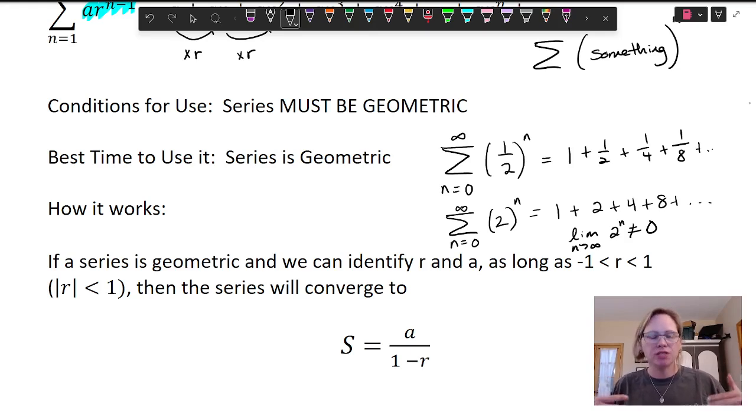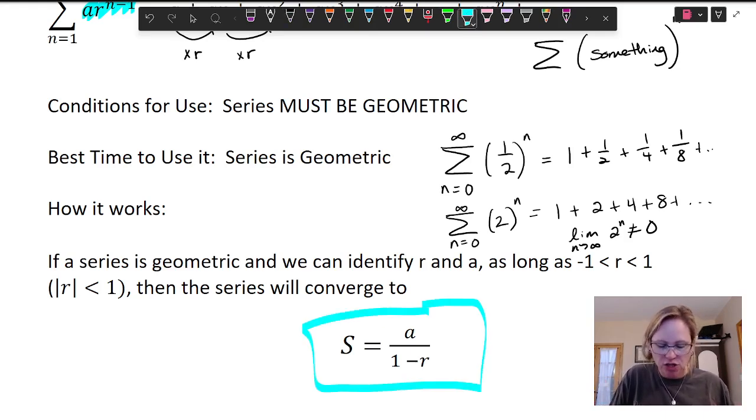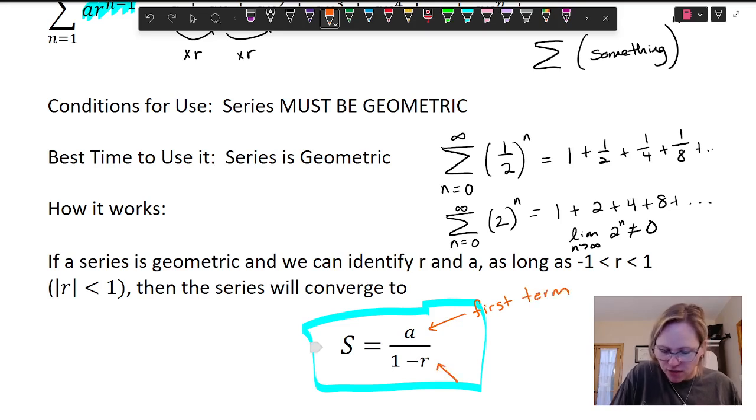When we have a geometric series, though, we can be a little bit more explicit with our convergence. If we have a geometric series, as long as the absolute value of r is less than 1, we will 100% converge. And what we converge to is found by using this formula here. The sum of an infinite geometric series is a over 1 minus r, where a is our first term, and r is what we call our common ratio. It's our multiplier.